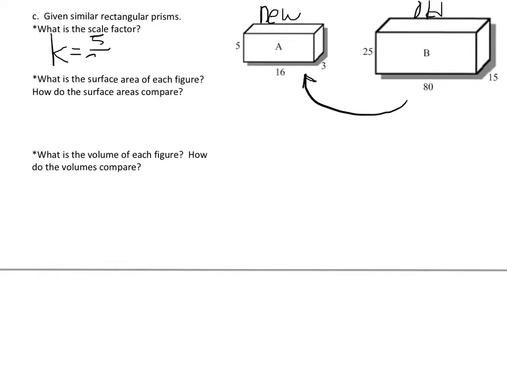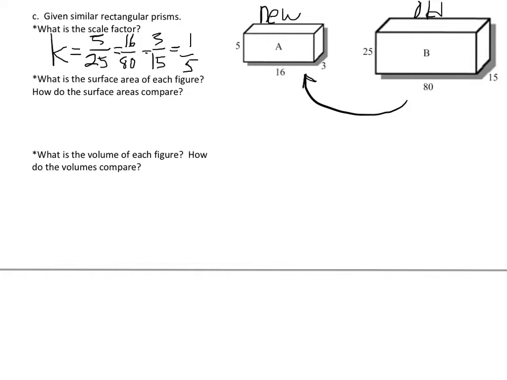I could do 5 over 25. Or keep in mind I could also do 16 over 80, as long as I have those corresponding sides. Or, you know what, I could have done 3 over 15. Any of those work. And luckily, if I check, all of those simplify down to 1 over 5. So that is my scale factor. It's less than 1, which makes sense because I'm shrinking.